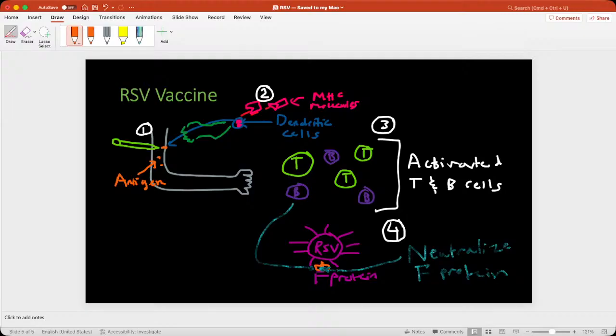And they will bind to the F protein, neutralizing the F protein of the RSV that is used for that infection. So that's pretty much it.